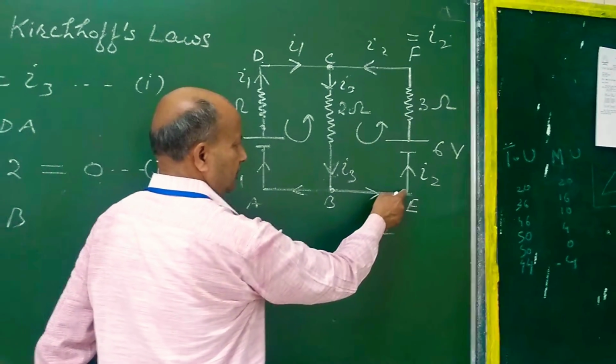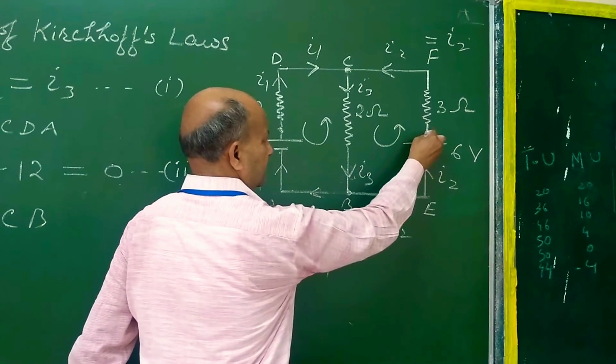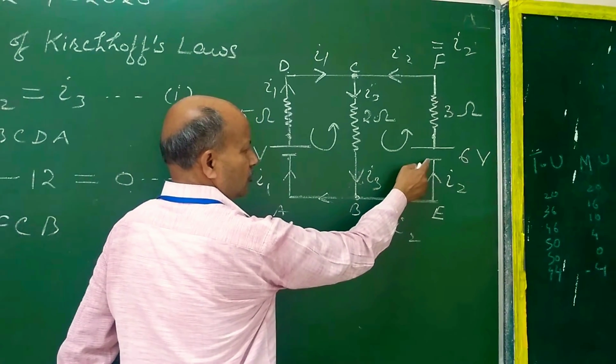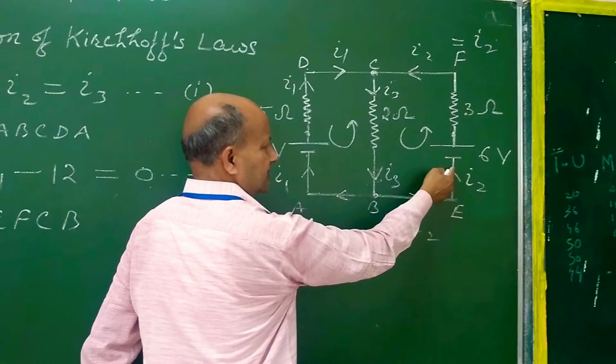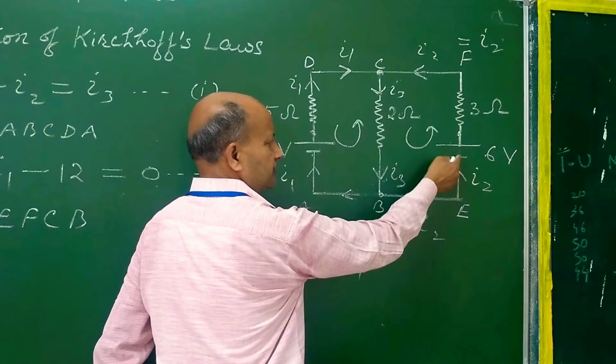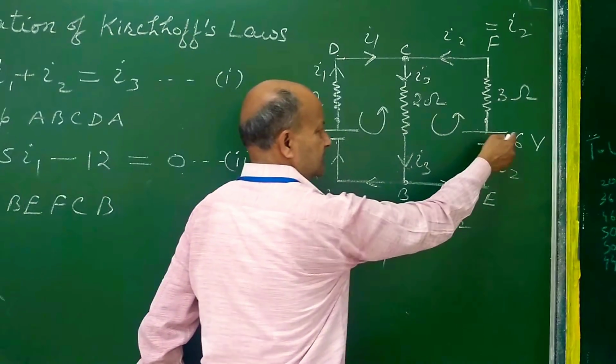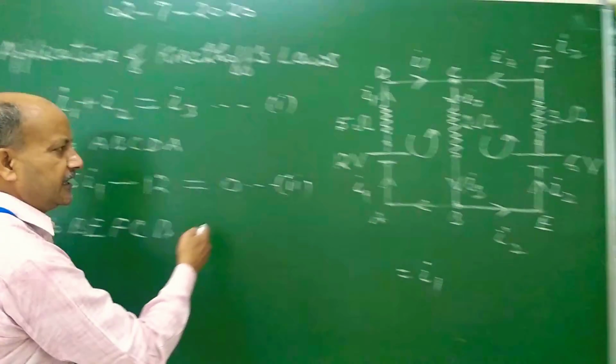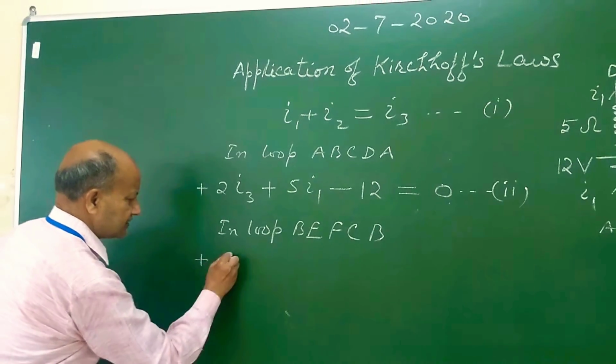There is no rise or fall. When we go in this direction, when we cross the battery from lower potential to higher potential terminal, there is rise of potential which will be represented by positive, and this rise is equal to 6 volt. So we write here plus 6 volt.